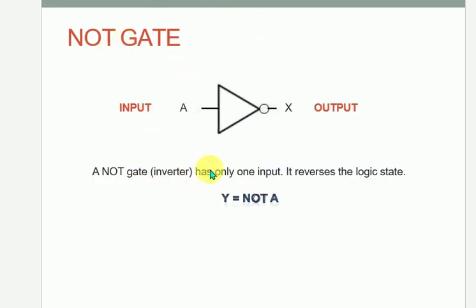Now the NOT gate. The NOT gate is similar to an inverter and has only one input. It reverses the logic. If we apply the 1 input, then the output will be 0. If we apply the 0 input, then we will obtain the 1.